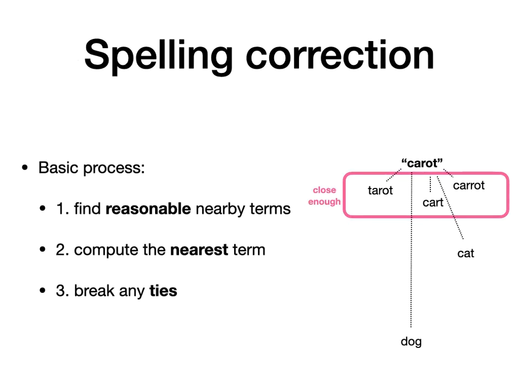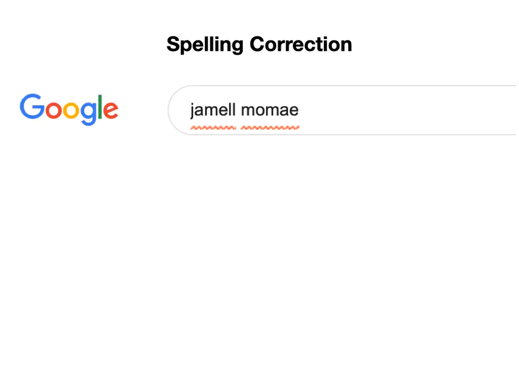So that's it. We have gone from a basic, we have a bad term come in, a term that doesn't turn up any results. We can then say, hey, I'm going to go find some reasonable terms. I'm going to narrow them down. I'm going to measure the distance to my word, and then I'm going to break the ties. Here's your word. I think you meant carrot. That's how we get our original situation, and how Google can turn Jamel Monet into Janelle Monet.